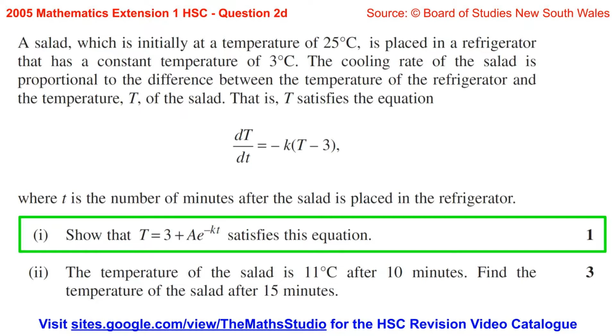That is, capital T satisfies the equation dT/dt is equal to negative k times (T minus 3), where t is the number of minutes after the salad is placed in the refrigerator. Part 1. Show that T equals 3 plus ae to the power of negative kt satisfies this equation.